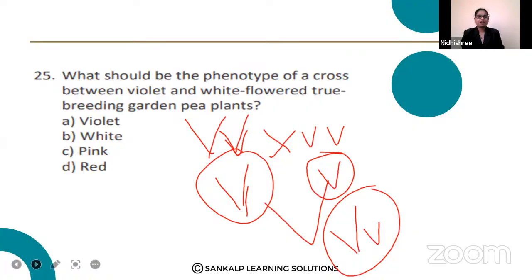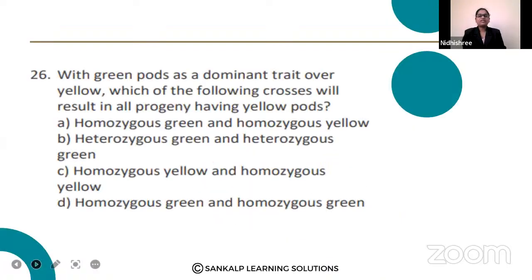Next one, 26th question. With green pods as a dominant trait over yellow, which of the following processes will result in all progeny having yellow pods? They have said there are green pods and yellow pods. When we cross them, all the progeny should be yellow. In which type of genotypic ratio will we get yellow pods only?